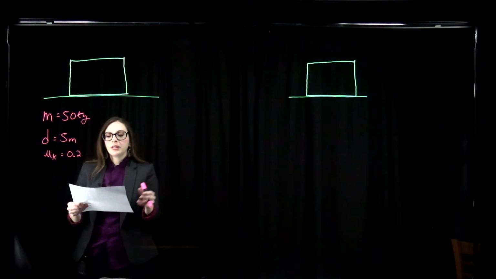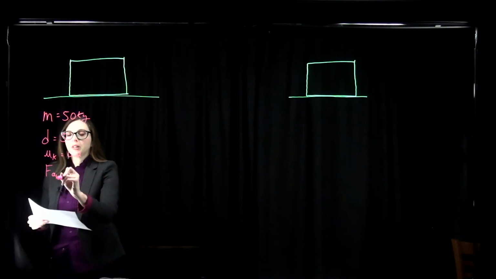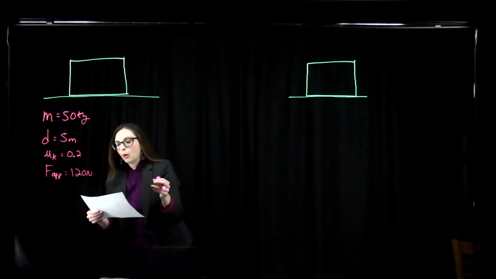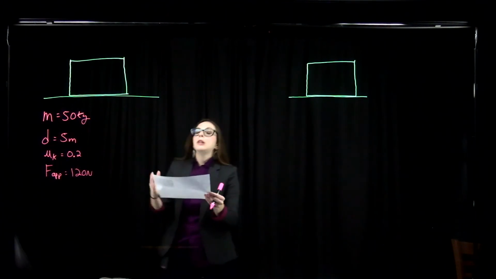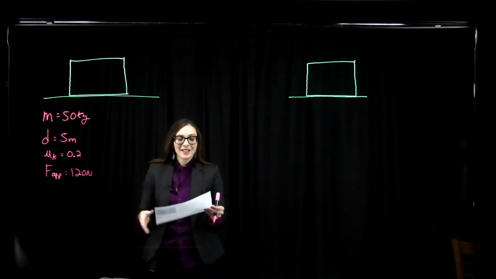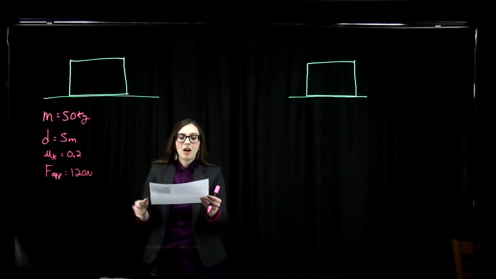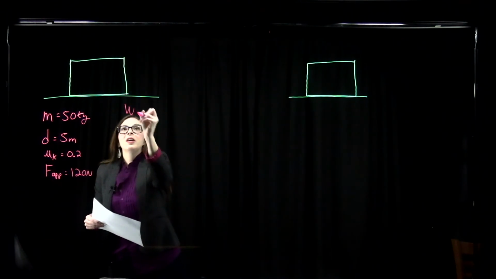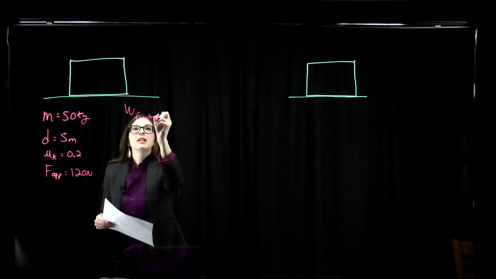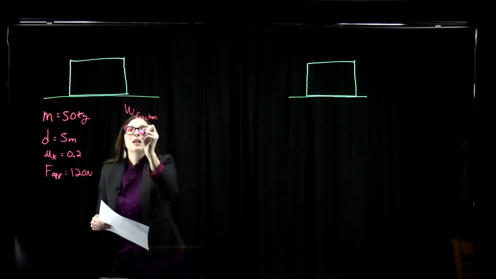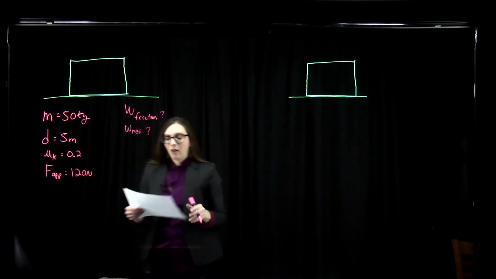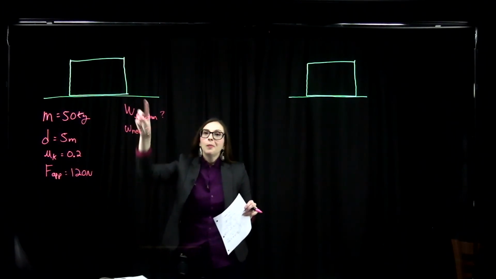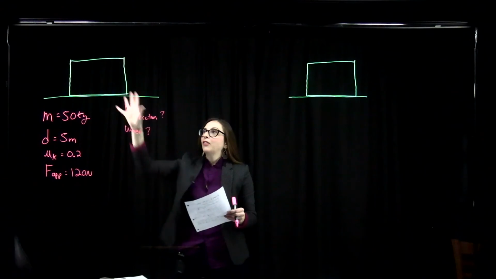Initially, the person pulls the sled with a force, we'll call that force applied, of 120 newtons. If our sled is being pulled at an angle of 0 degrees, find the work done on the sled by friction and the net work. So, work done by friction and net work. We're going to figure out how to calculate those. I wrote down all of my knowns. These are my unknowns. And I've got my box here.